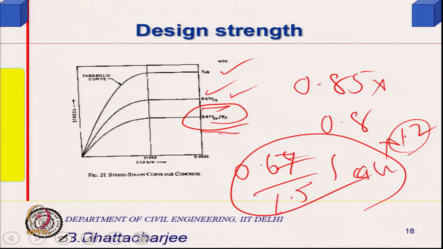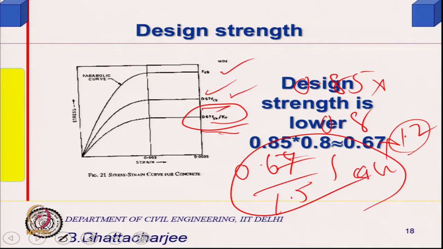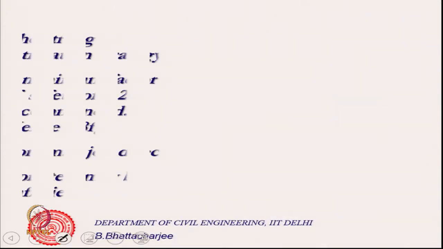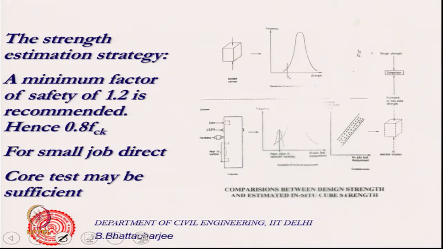I will just look at that interpretation right now. So, design strength is lower, that is what we know. Strength used in design is lower, then there is a partial factor of safety. So, use 0.67 FCK, right. And this is what the British code was doing earlier, one of the British codes. Strength estimation strategy, a minimum factor of safety of 1.2 was recommended.